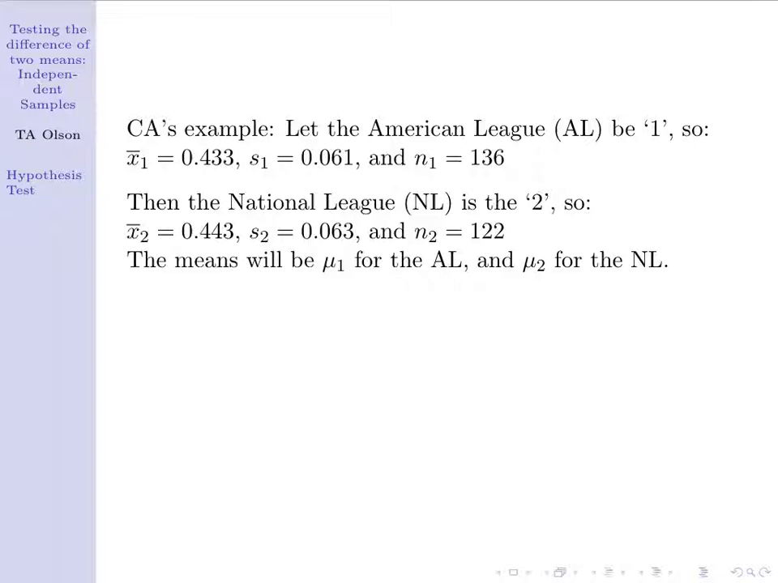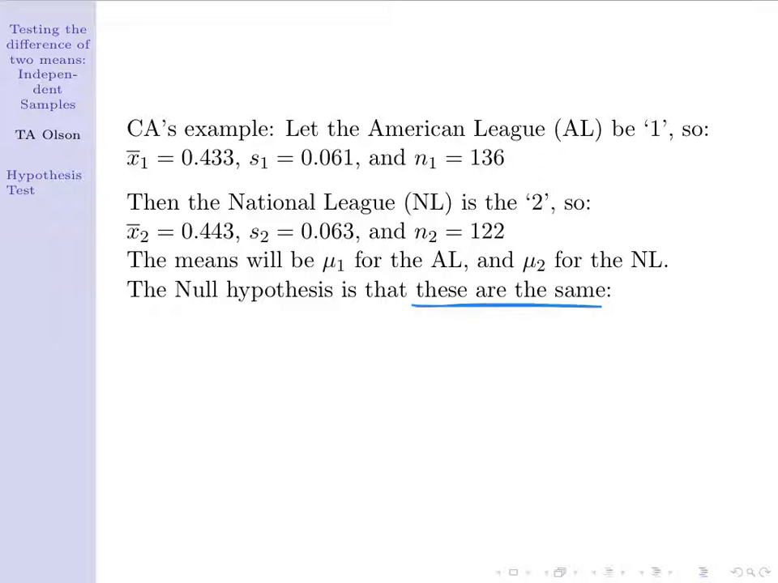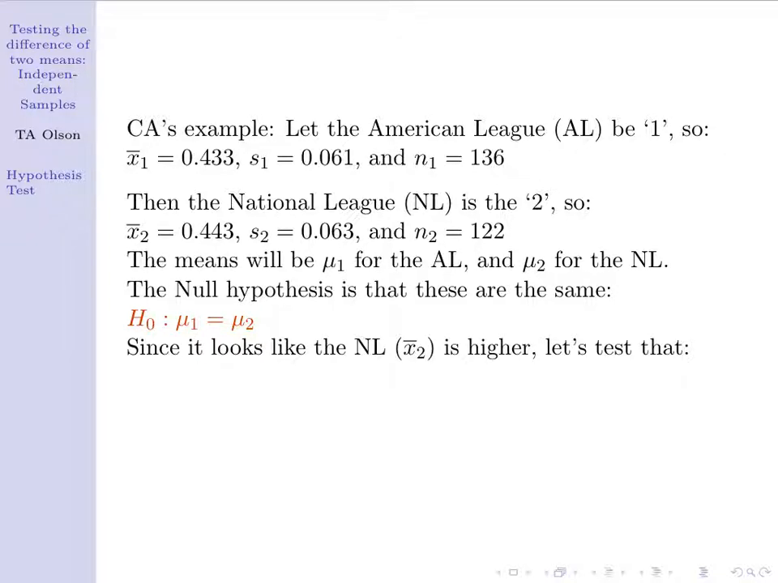So consistent with our labeling, our mu1 is going to be our mean for the American League. Our mu2 is going to be the mean for the National League. Ones go with ones, twos go with twos. For a null hypothesis, we are assuming that mu1 and mu2 are the same, and so mu1 is equal to mu2 as our null hypothesis. So for our alternative hypothesis, it looks kind of right away like our x2 is higher.